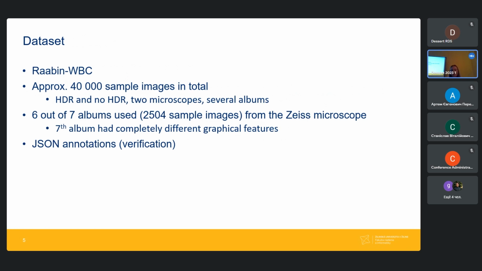And since we're going to use image segmentation, which essentially takes the graphical features, it was kind of impossible to do it for all of them. So that's why only 6. The dataset was also chosen due to JSON annotations, and these would be used for the verification of the whole system, for the proposed process.